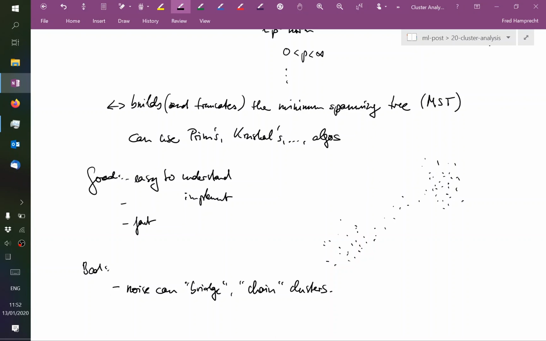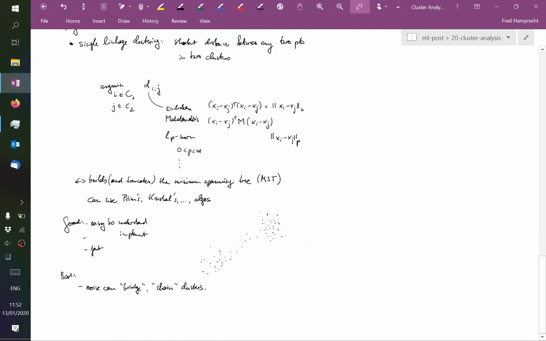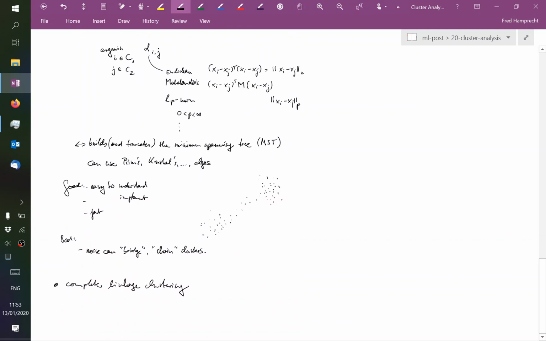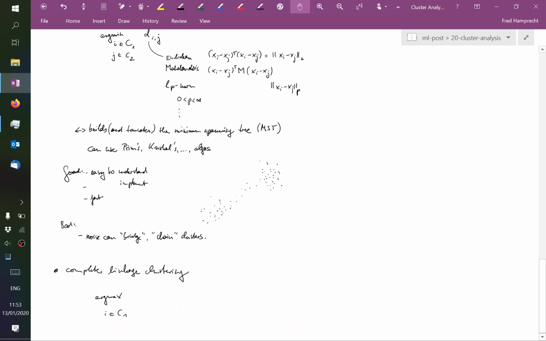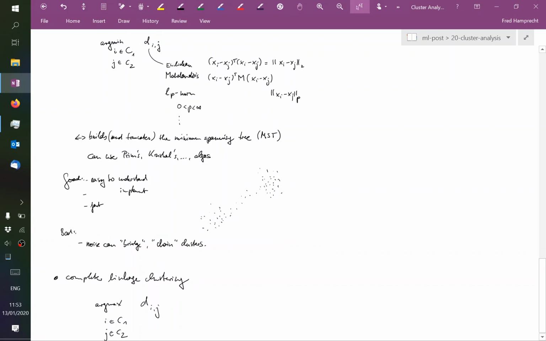All right, this was single linkage. Any questions about this? Okay. Then the opposite of single linkage clustering in a way is complete linkage clustering. It works much the same, except that where previously we had an argmin, we now use an argmax. So if I'm considering here 2 clusters, cluster 1, cluster 2, I'm looking at not the minimal distance between any 2 points in the cluster, but the maximal distance.